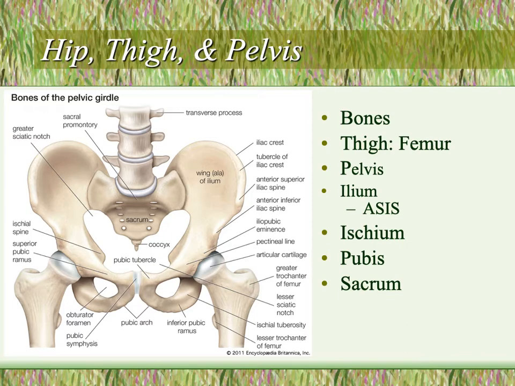pelvis area. Then we also have the sacrum, which is connected to the pelvis. A lot of times that's considered our back area, which we'll talk more about when we get into the back injuries. And the coccyx is our tailbone. Again, typically thought about in our back.